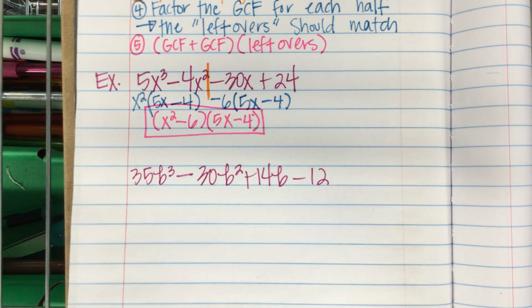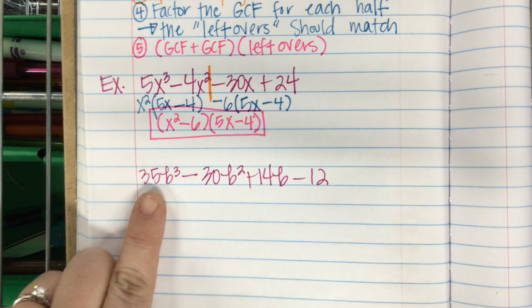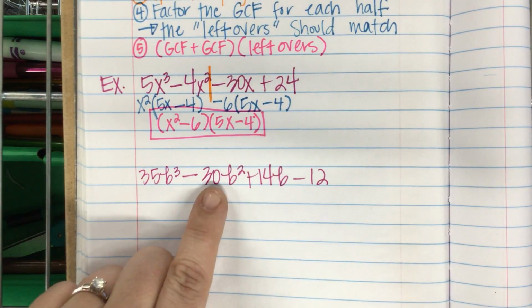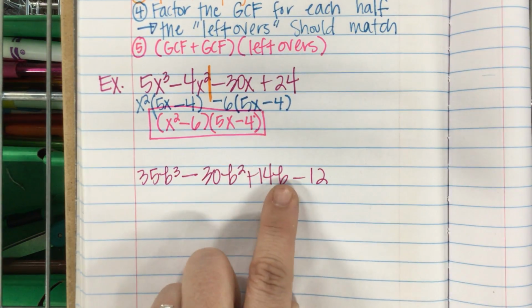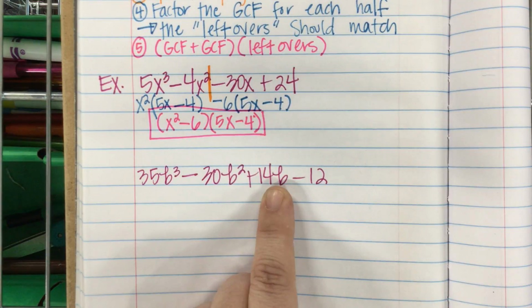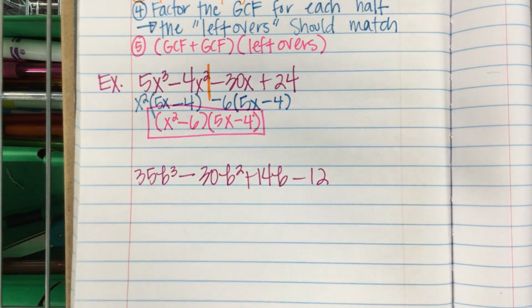Second question, is there a greatest common factor? So before we start, let's check. Let's make our numbers smaller if we can. Do 35, 30, oh, I guess I should say 35b to the third, because maybe there is a greatest common factor of a variable, right? Negative 30b squared, 14b, and negative 12. Can they all be divided by something? Factors of 35, 5 and 7, correct? 30, can they be divided by 5 and 7? Can be divided by 5. 14, can it be divided by 5? Nope. So I don't have a greatest common factor.